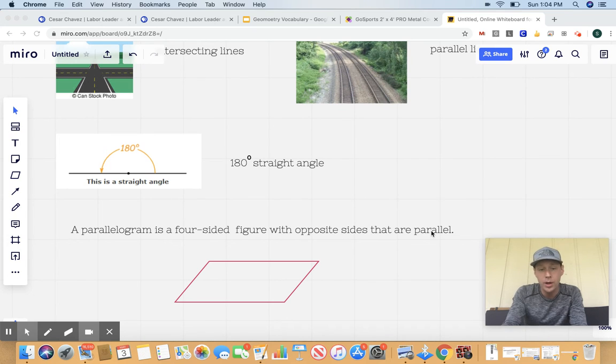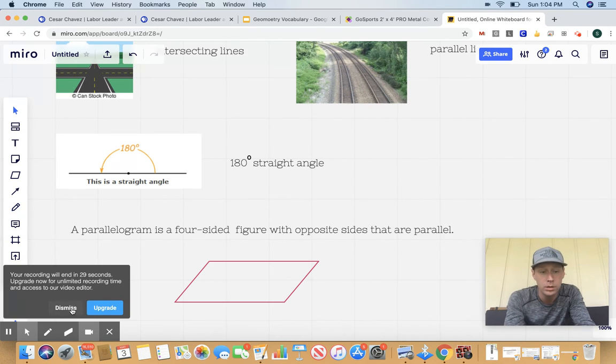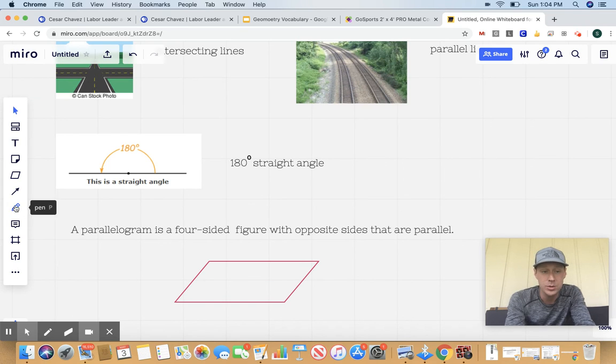So when you draw it, make sure you have not just one set of parallel lines here and here, but also here and here.